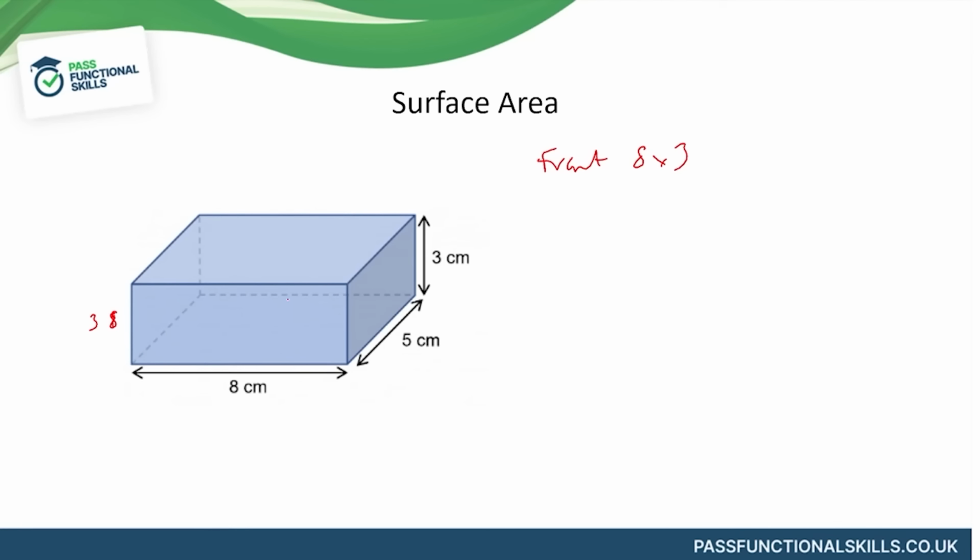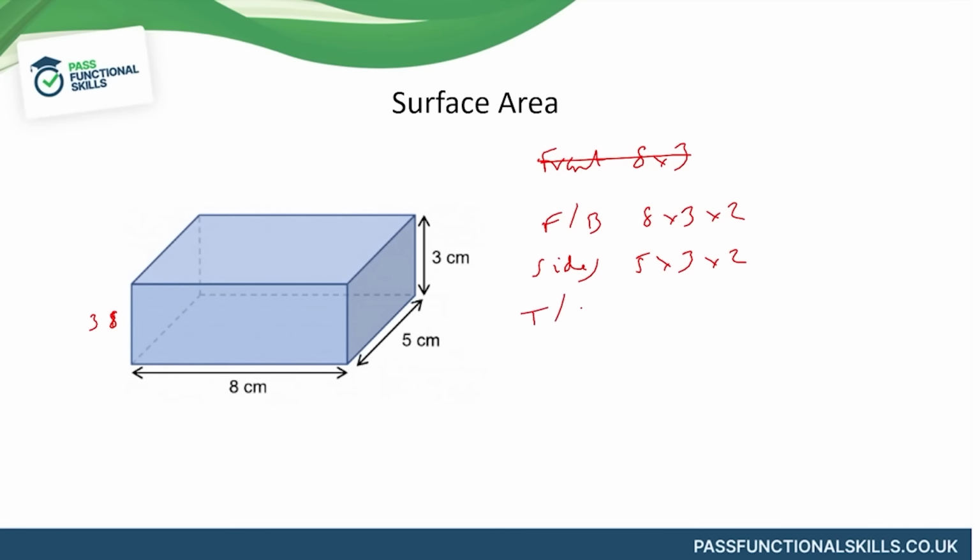But there is a front and there is also a back, which is identical. So let's just rewrite that as front and back. So that is 8 times 3 times 2, because there's 2 of them. Let's do the same now with the sides. We've got a side here, 5 by 3, but this right hand side and the left hand side will be the same, so it's 5 times 3 times 2.